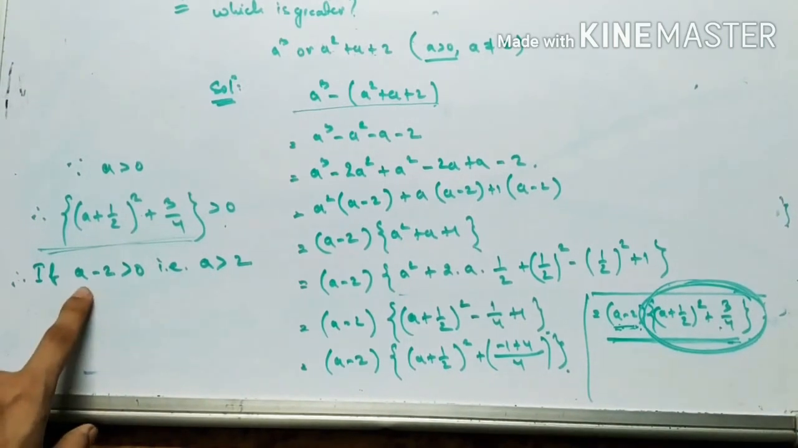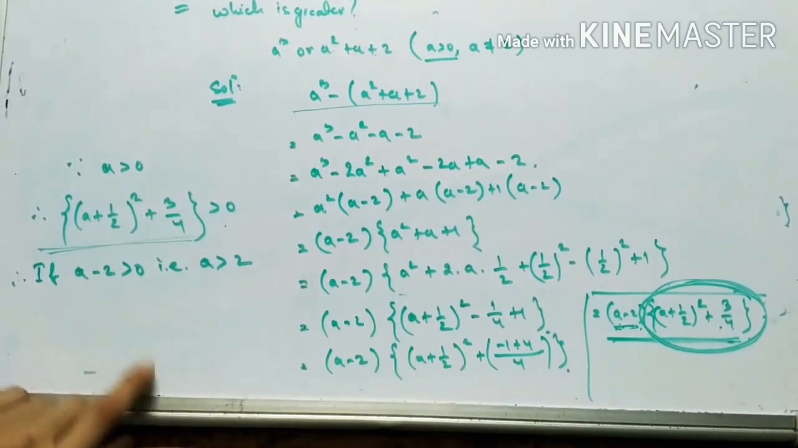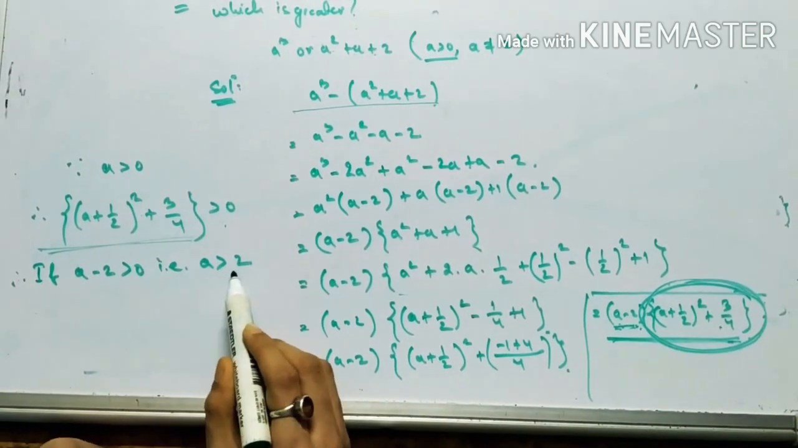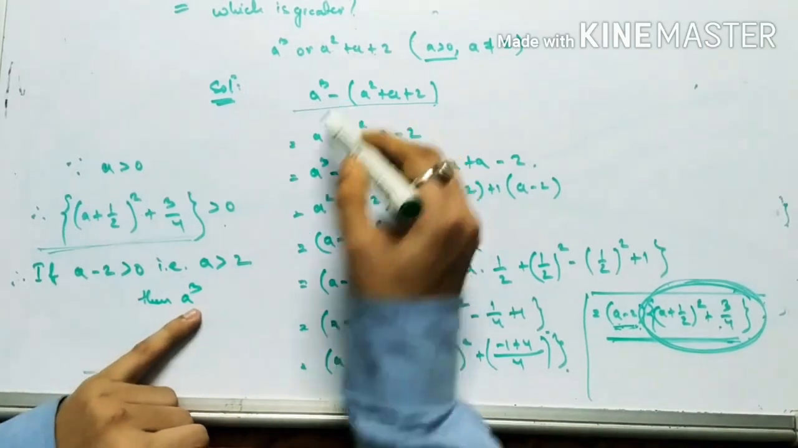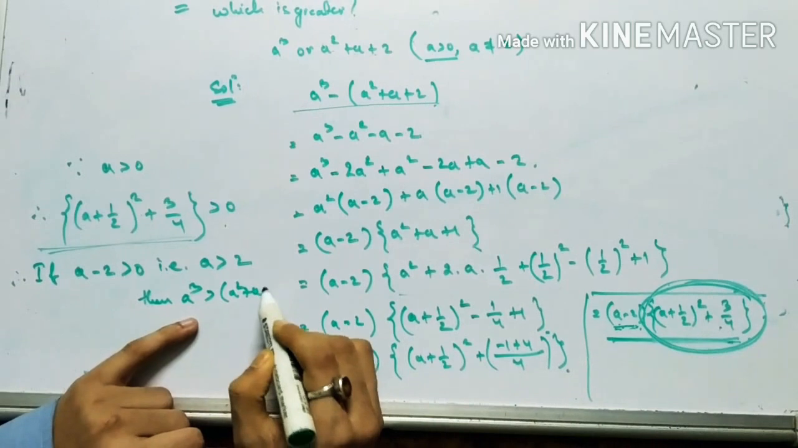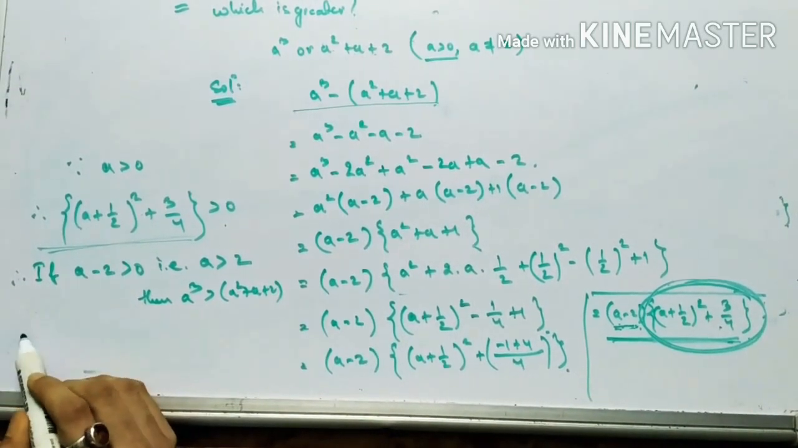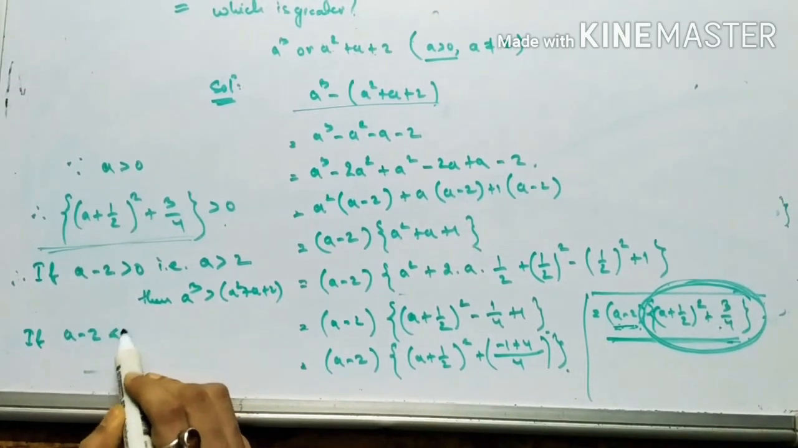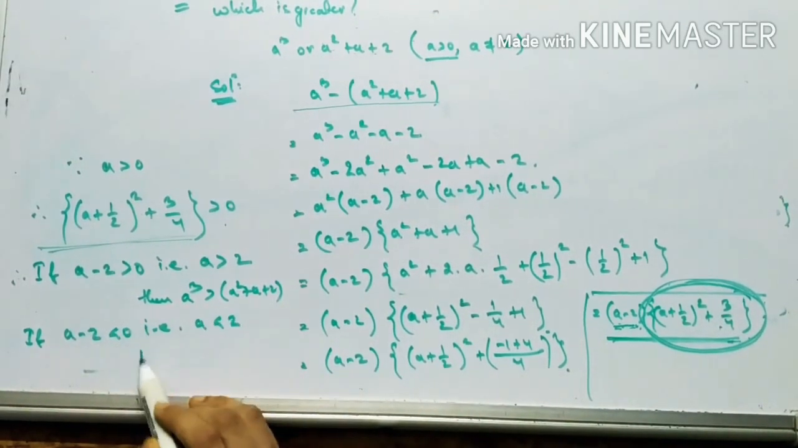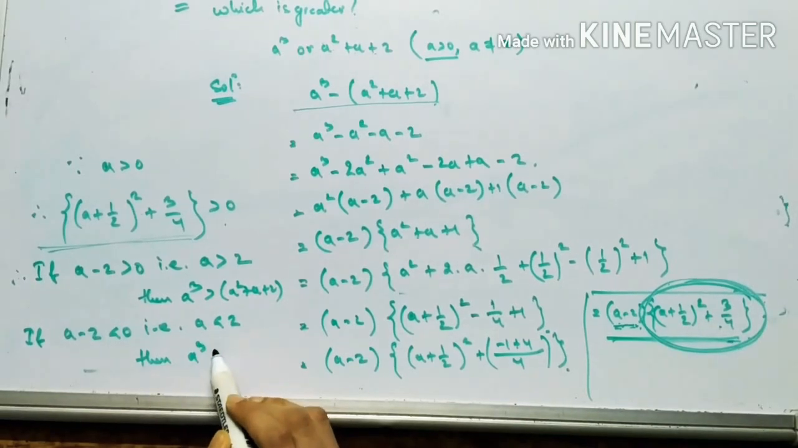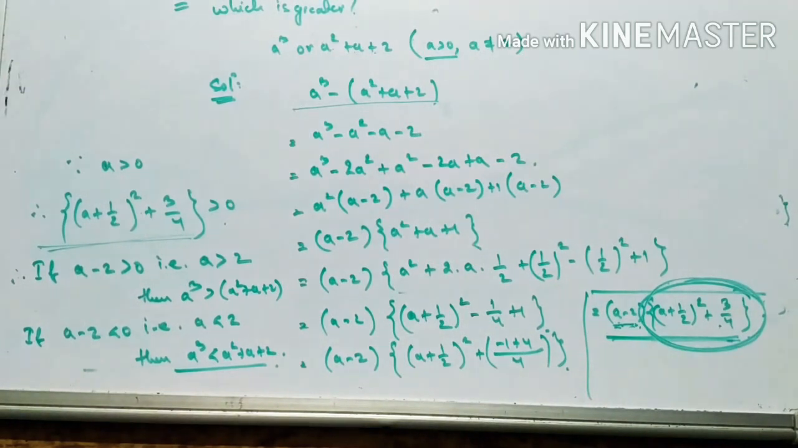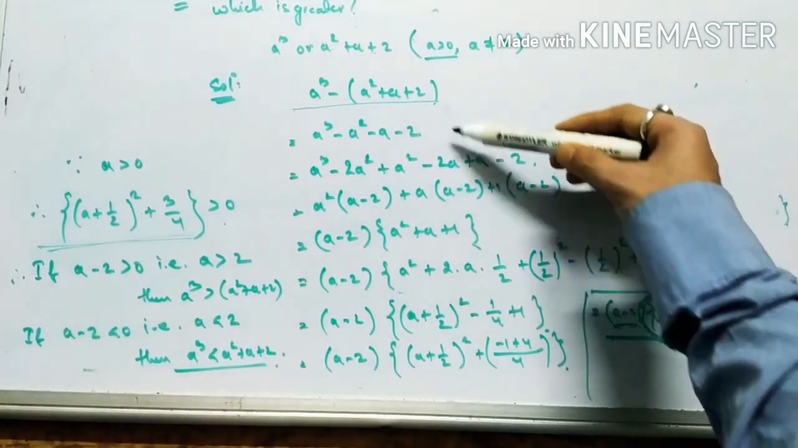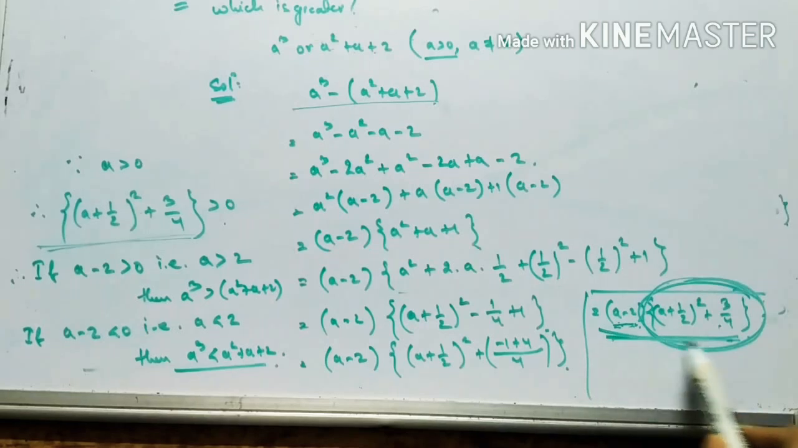So therefore I confirmed that this part will be positive only. If a minus 2 is greater than 0, that is a greater than 2, then a cube will be greater than a square plus a plus 2. And if a minus 2 is less than 0, that is a less than 2, then a cube will be less than a square plus a plus 2. This much only. Understand? So I solved it, and at last I got this expression.